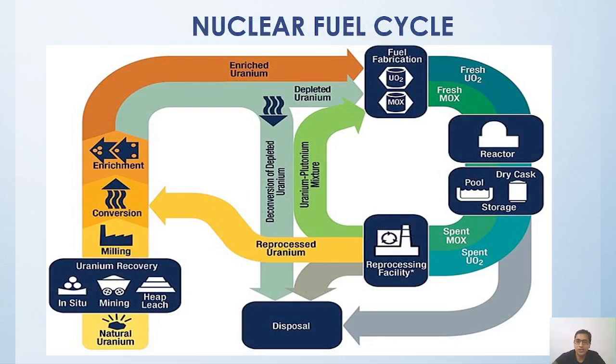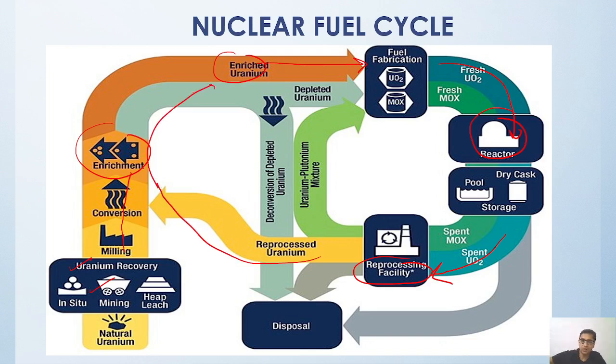So this is a much more detailed diagram where you can see uranium recovery and mining happening, then the process of conversion and enrichment. The enriched uranium is put into uranium dioxide, and this fresh uranium dioxide is utilized in the reactor. After the reactor, the spent uranium dioxide is sent to a reprocessing facility, and again it is re-enriched and sent back. So you can keep on re-enriching and reutilizing it.